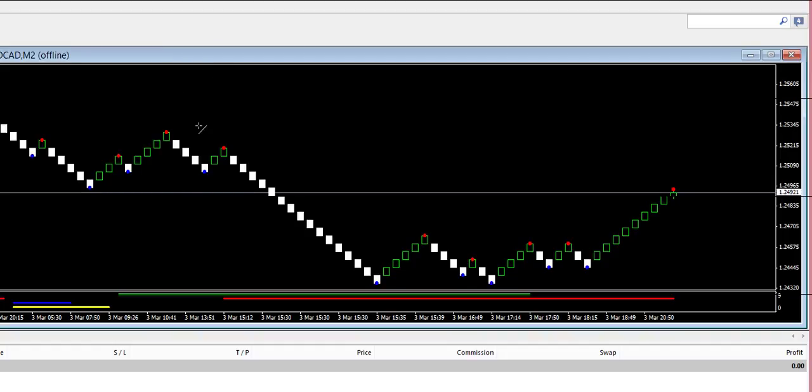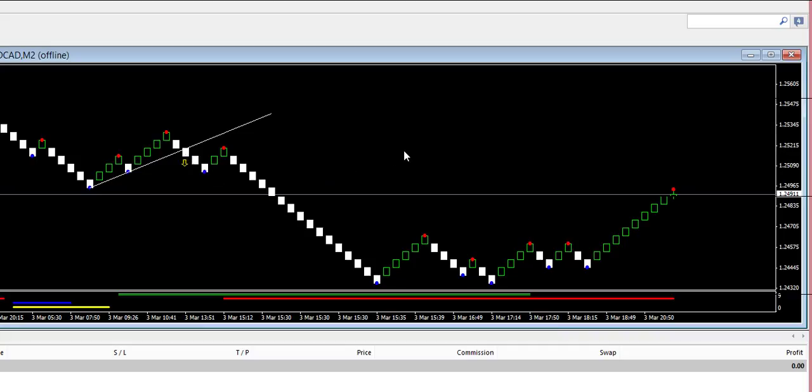Now, you are looking at a 5-pip Renko chart, which means that each one of these boxes represents 5 pips in price movement. And once we draw the trend lines and the price action crosses these trend lines, on the upside we get a buy signal, and if it crosses on the downside we get a sell signal. So our first entry for the day would have been this down break here.